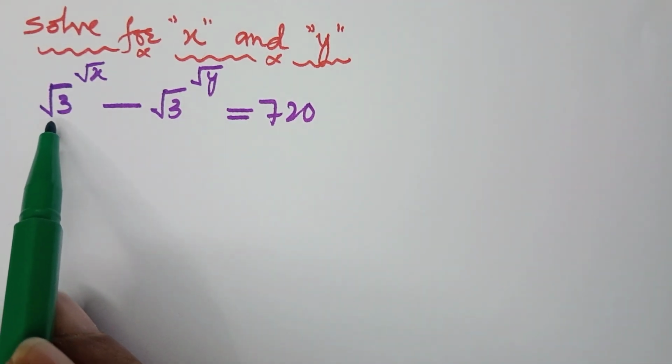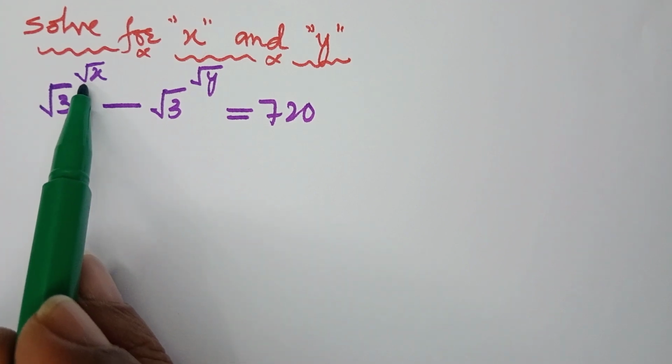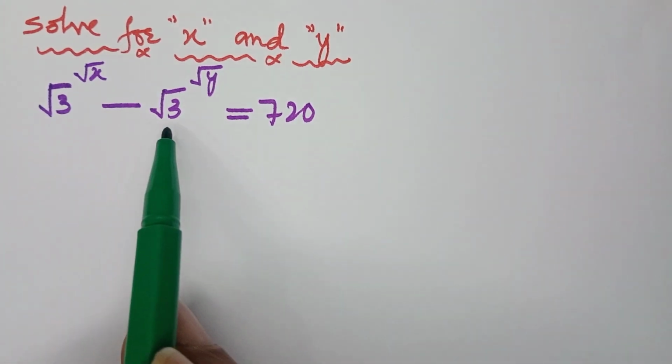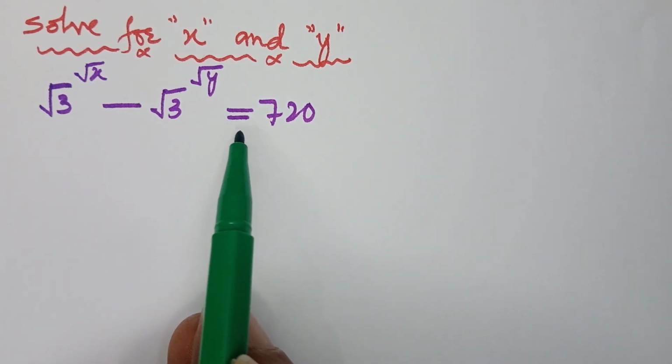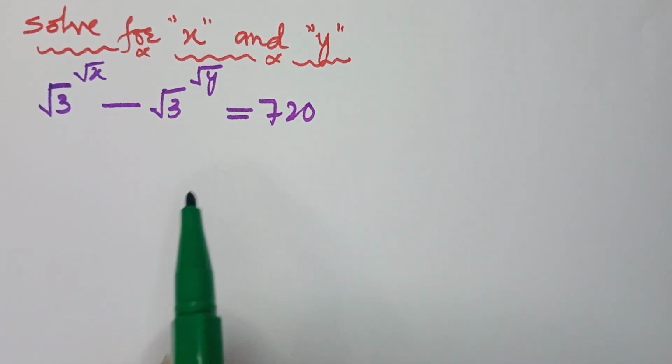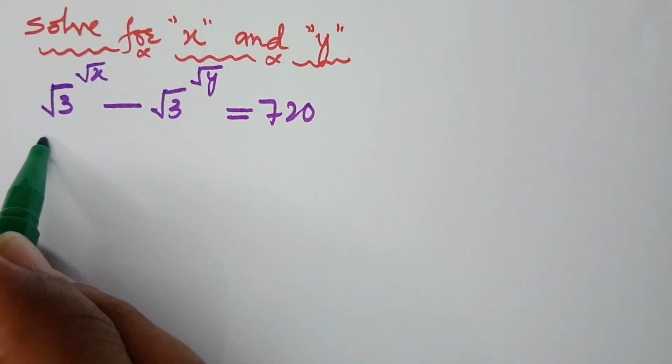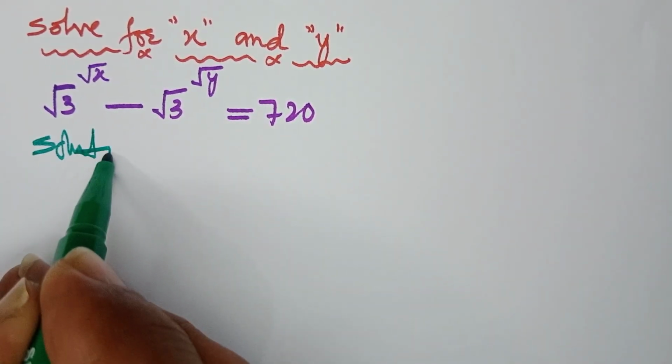Today we are going to solve for x and y. So here, square root of 3 power square root of x minus square root of 3 power square root of y is equal to 720. So first of all we have to write the solution.